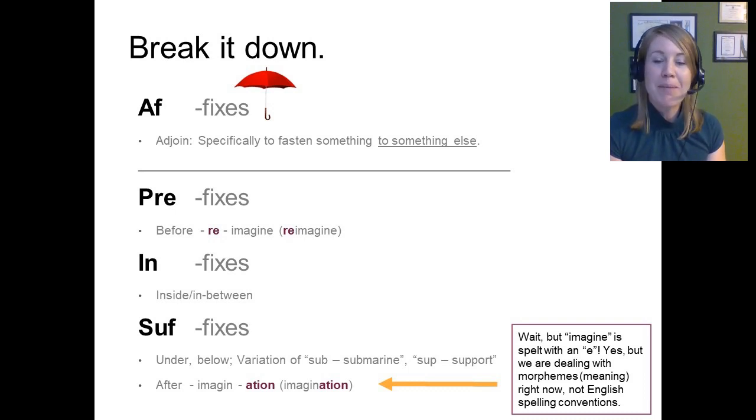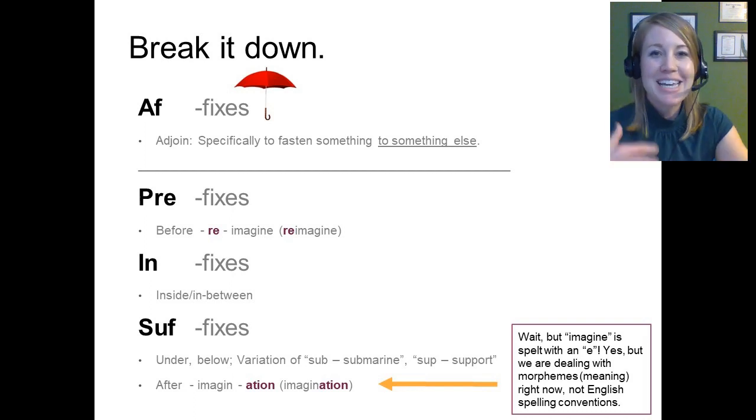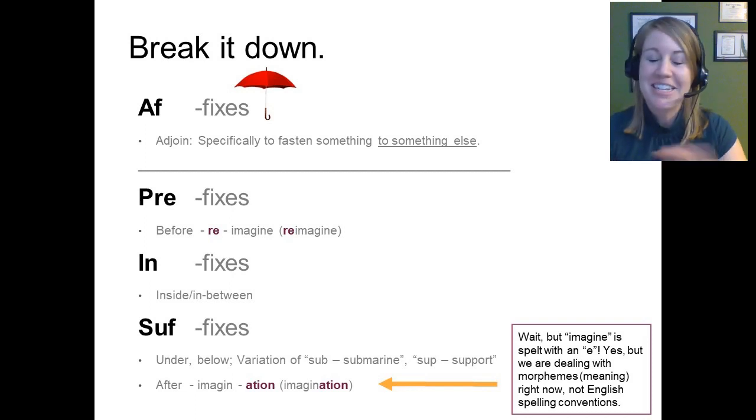Look at the word reimagine. We just used this word in our examples. We're fastening re to the word or the morpheme imagine. That is a prefix. We fastened it before the word or the morpheme imagine. We also have infixes, which means we're fastening something inside or in between the word, and I'm going to show you what that is in a couple minutes. There are not a ton of them in English, but I will show you what that is.